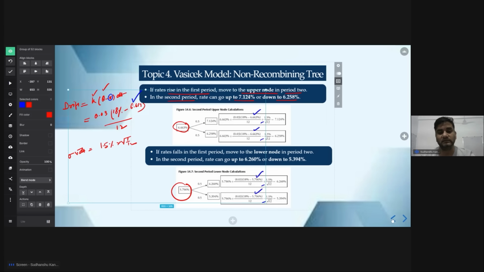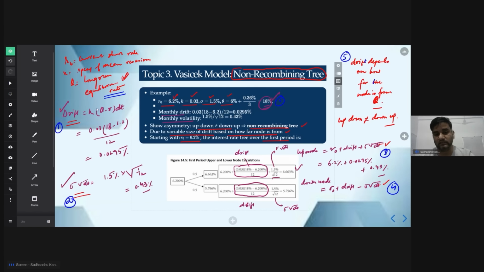You go back and see the logic is k(theta minus r)dt. So k is same, the speed of mean reversion. Theta is the long run equilibrium rate, which is same. So k and theta don't change. R is 6.2 here, which changes. Earlier, the next case it becomes 6.663 and 5.796, right?